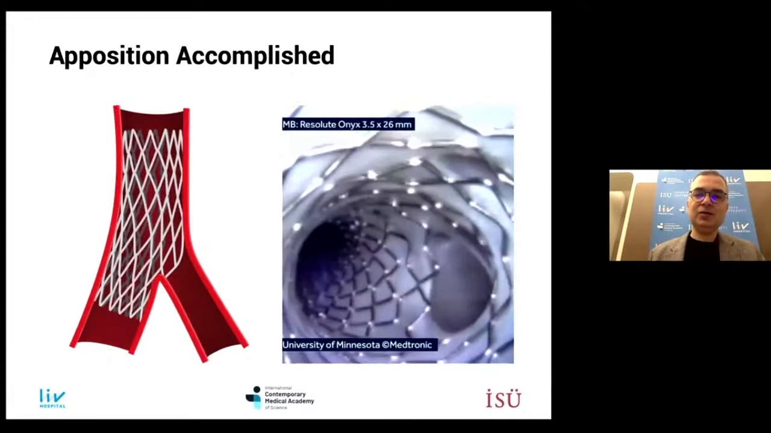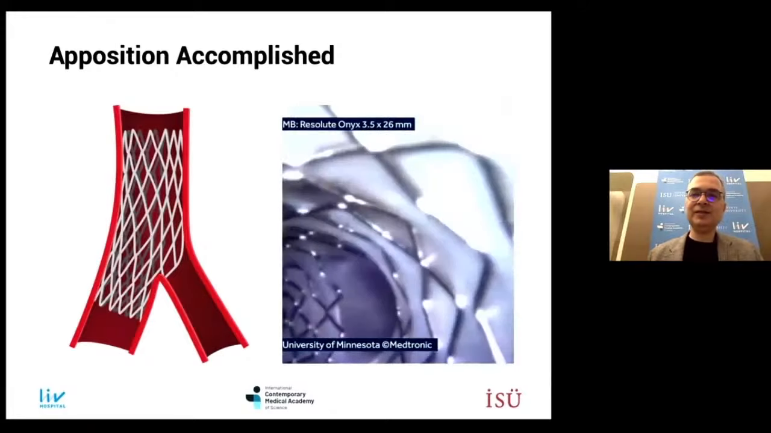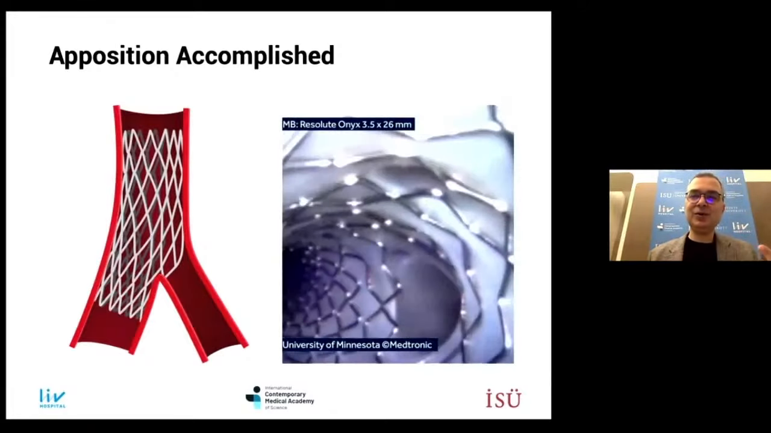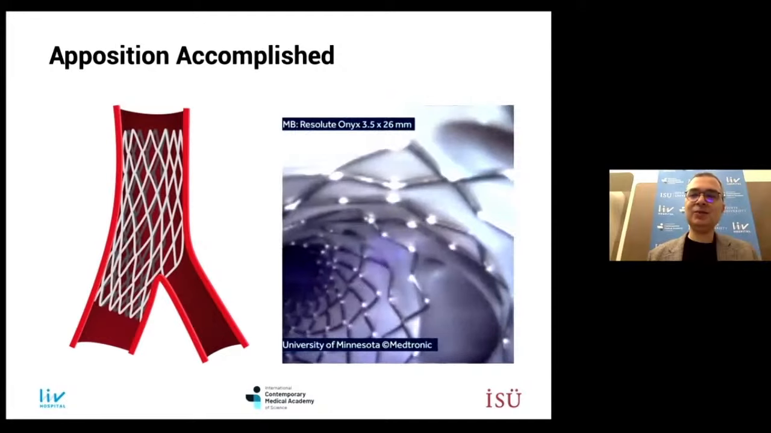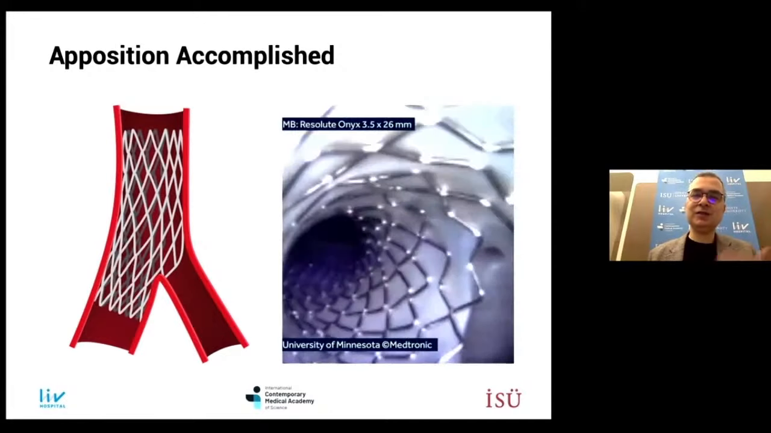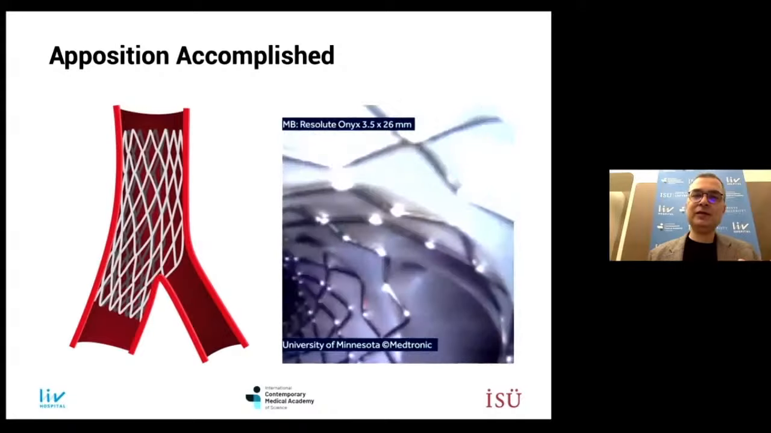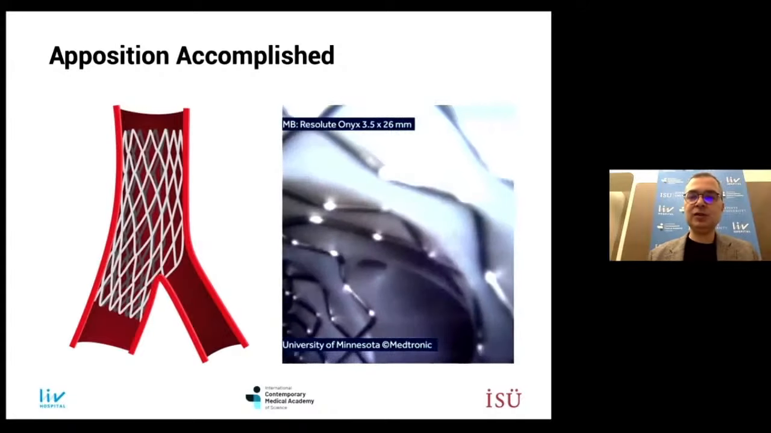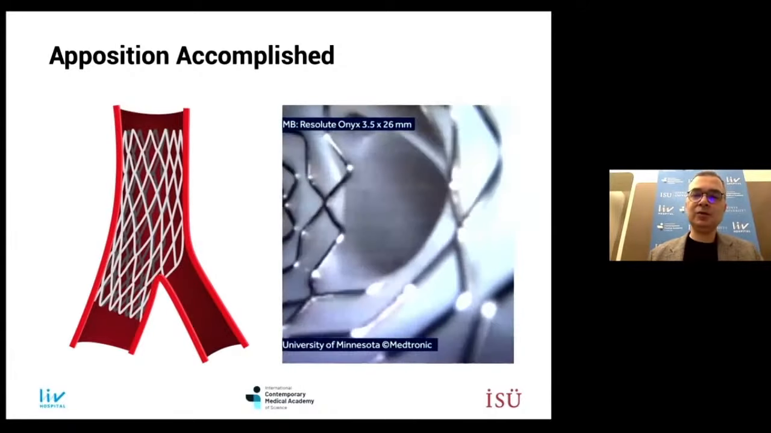So after you do all these steps, the main vessel stent, POT, and in case you need a side branch balloon or a kissing balloon, finish the case with a final POT. A perfect position is accomplished, as you see in the visible heart model also.